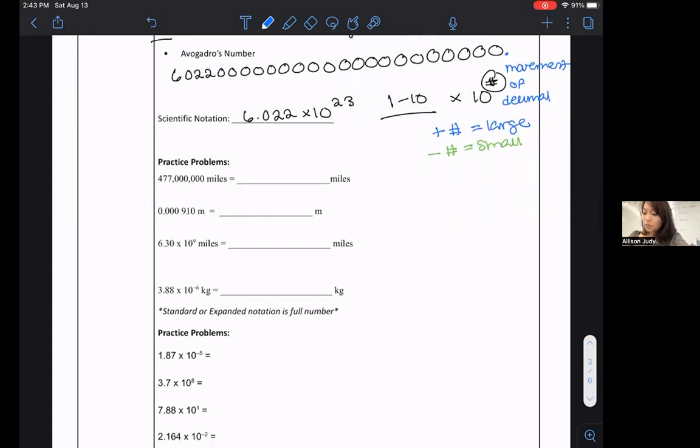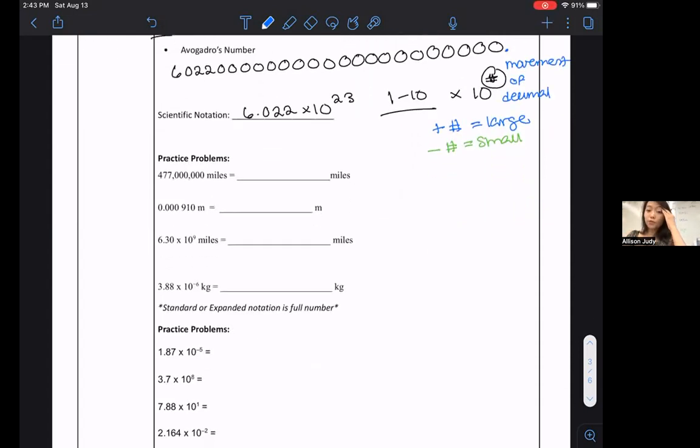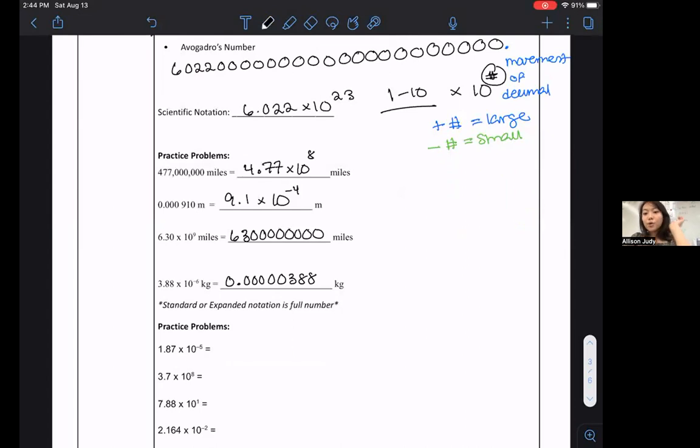So go ahead and take a moment to do these practice problems. If you feel good, by the way, about this, you don't have to do the practice problems. It's totally up to you. All right, take a moment. All right, so hopefully you guys got the following values.